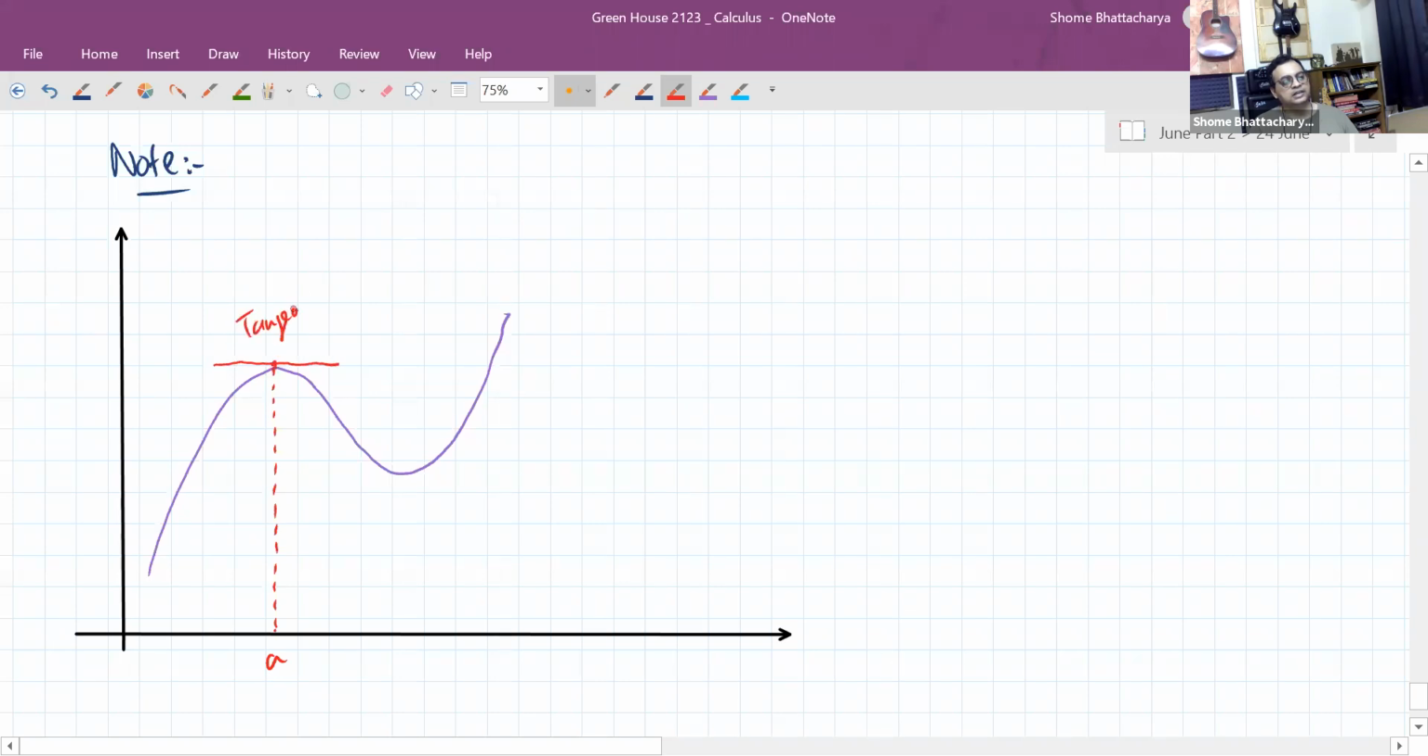So the tangent at x equal to A will have zero slope, and the tangent drawn at any point before that will have a positive slope. Okay, so let's say this is A minus delta x. So this has a positive slope, and if we select any point after this, the tangent has a negative slope.